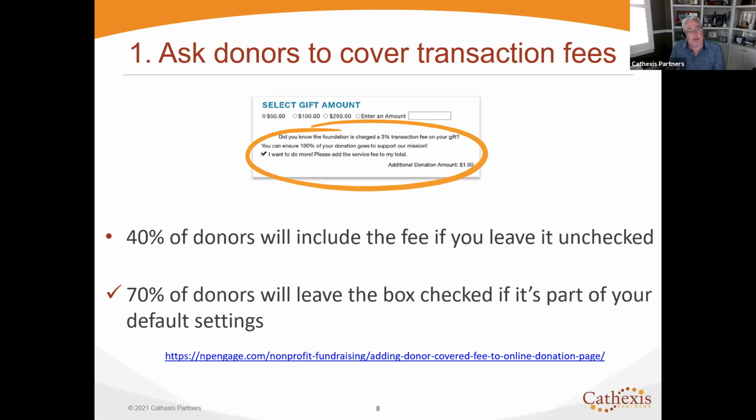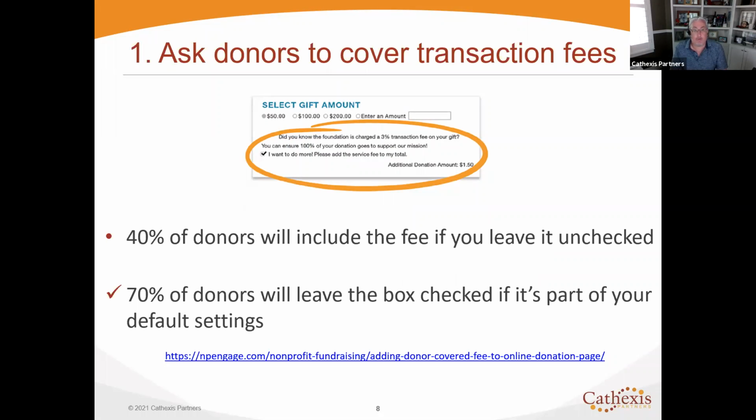But just interesting to know that they did some research and found that 40% of donors will include the fee if you leave it unchecked. So that means they're going out of their way to check that box. And 40%, nearly half, went ahead and checked it. If you check it by default, again, making sure it's very obvious and apparent to everybody that that would be an additional charge, 70% leave it checked. I think that's really interesting and very helpful. And again, that's just extra funds raised, right?